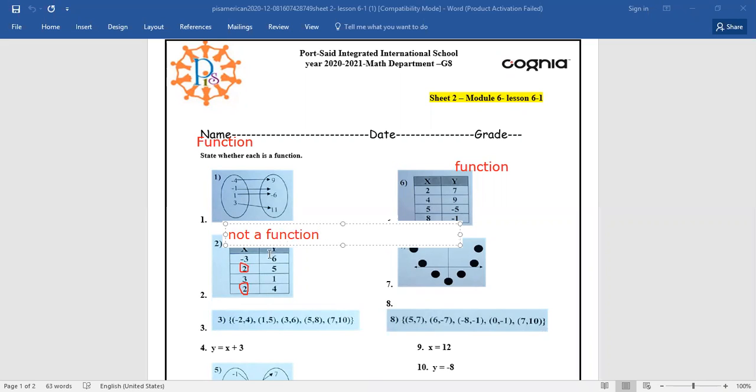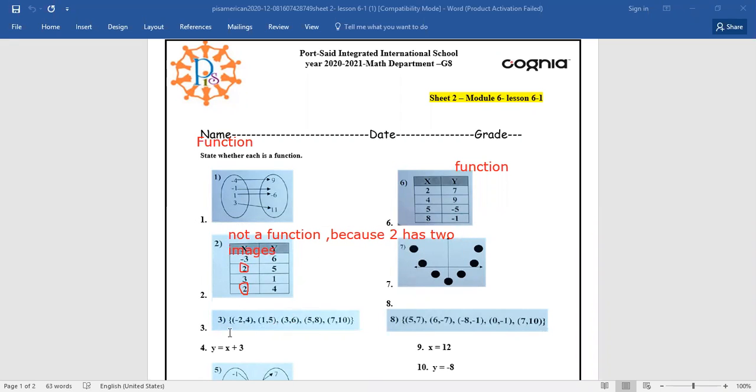Why? Because we have 2 appearing 2 times, or because 2 has 2 images, or is connected 2 times. Okay, so it's not a function because 2 has 2 images. Let's move to the next question.